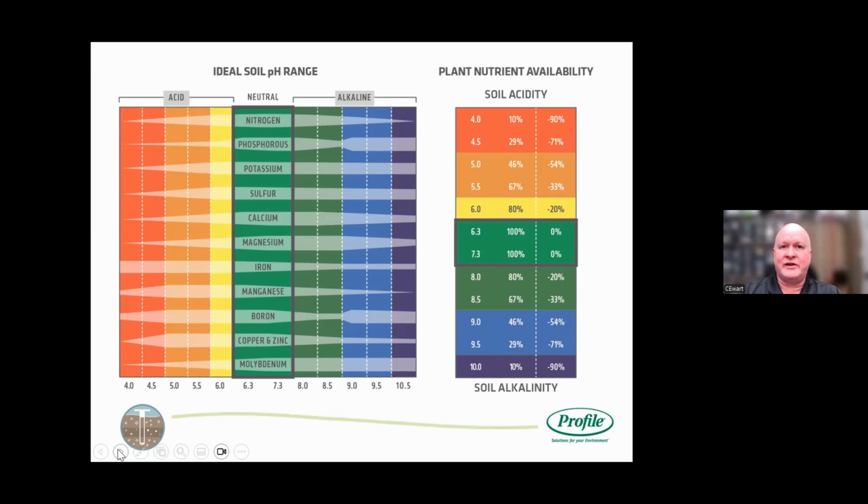That's not true of all things. For example, if you look on the chart for sulfur, sulfur is only affected by low pH, but is not affected by high pH. So ideally, we want to be at 6.3 to 7.3 in terms of range on pH to make sure that we've got the availability of nutrients to the plant species.